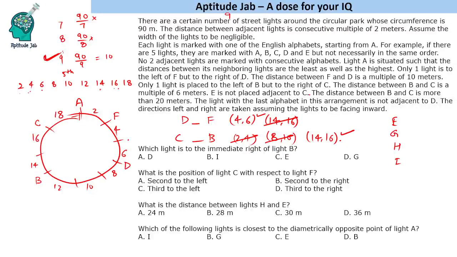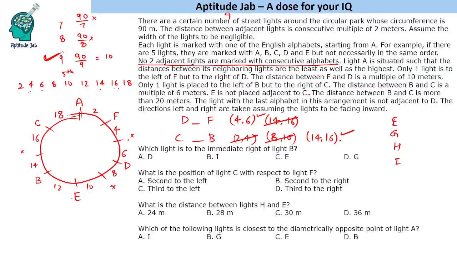Okay, the light with the last alphabet in this arrangement is not adjacent to D. So that means I is not adjacent to D, and E is not placed adjacent to C. So E cannot come here, E can't come here as well, and E can't come here as well, because it is given that no two adjacent lights are marked with consecutive alphabets. And it is mentioned E is not adjacent to C. So this will be light E.